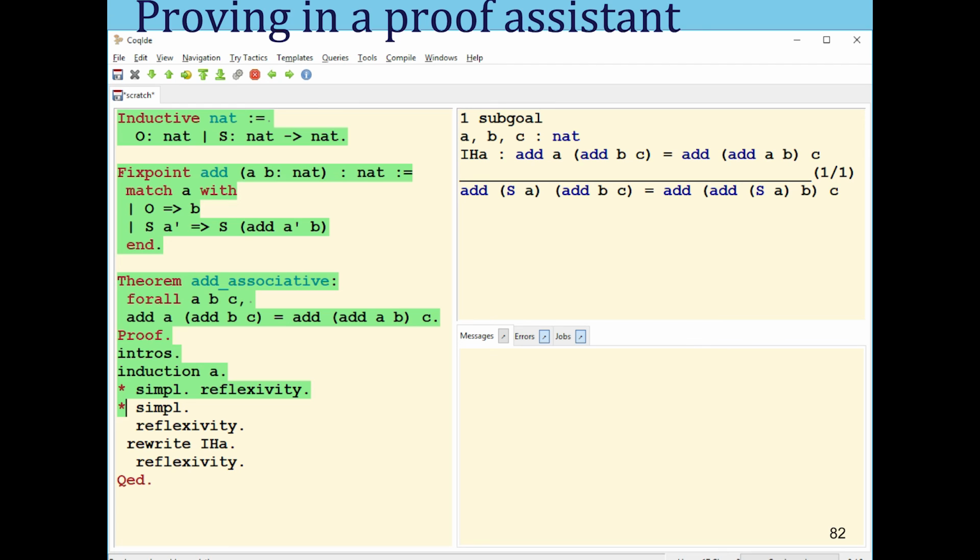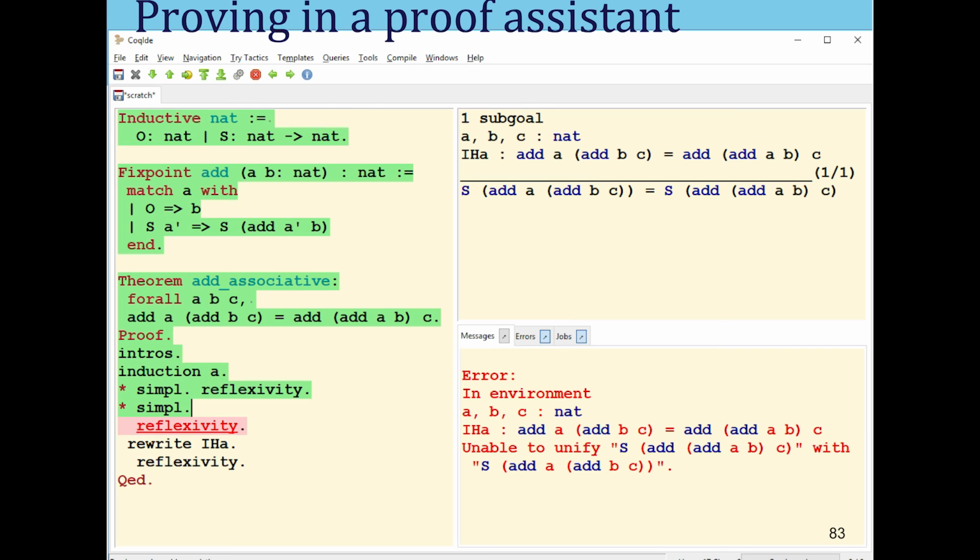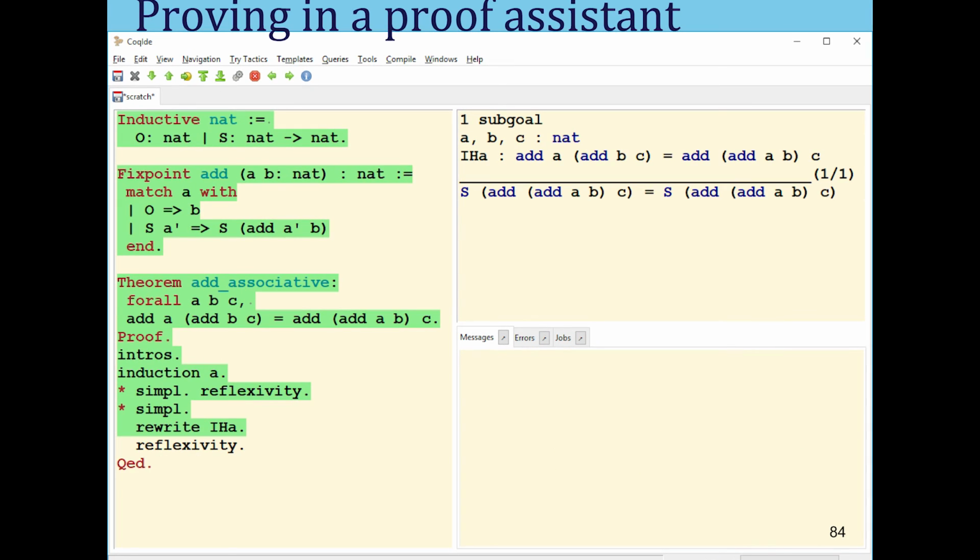Now, in the second case, the inductive case, I have add of successor of a, and so on. And if I simplify that by the definition of add, it simplifies to this, and then I apply reflexivity of equality, and, well, it turns out reflexivity of equality is invalid. One very important property of proof assistants is they will reject invalid proofs. That's the whole point.